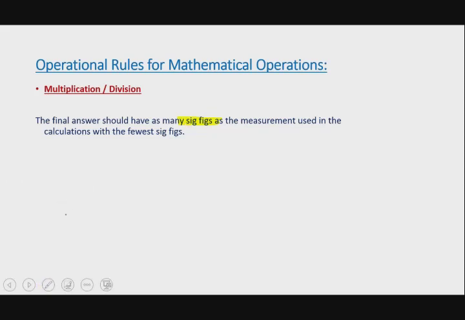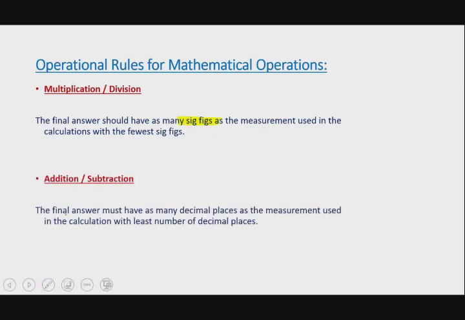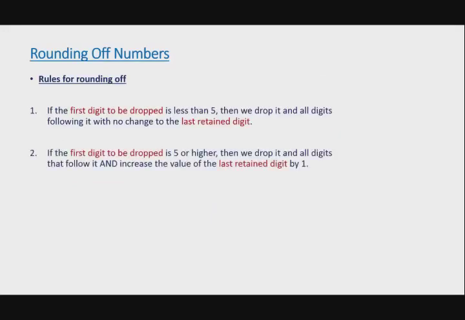On the other hand, if you're adding or subtracting, then your answer needs to be in as many decimal places as the measurement used in the calculation with the fewest number of decimal places. So, in order to satisfy these rules, when you are calculating using measurements, we often have to round off our answers. The rules for rounding off are very straightforward.